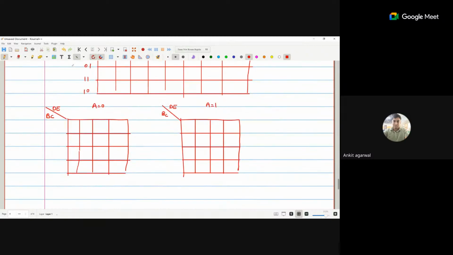So we create two groups. Initially the value of A is 0, and after that the value of A is 1. That is 0 1 3 2, 4 5 7 6, 8 9 11 10, 12 13 15 14. The other one is 16 17 19 18, 20 21 23 22, 24 25 27 26, 28 29 31 and 30.